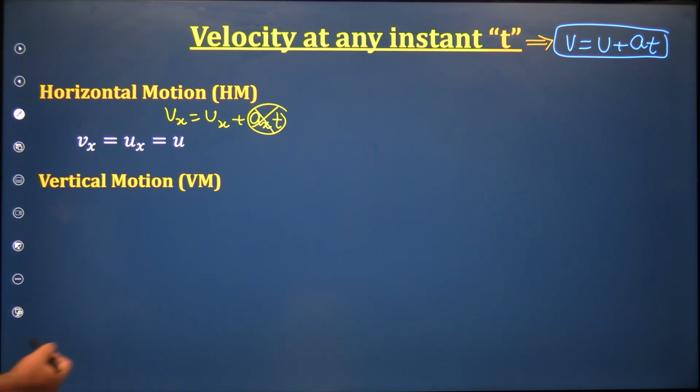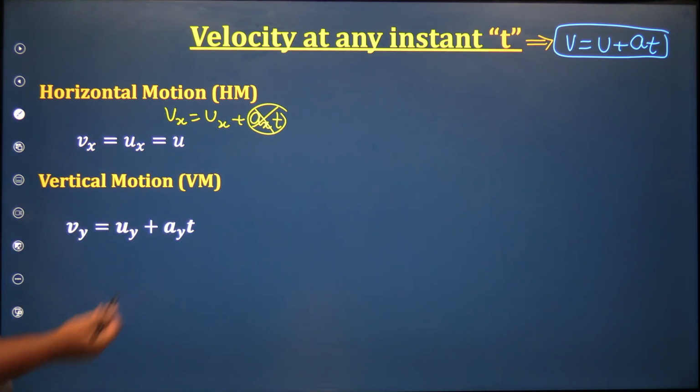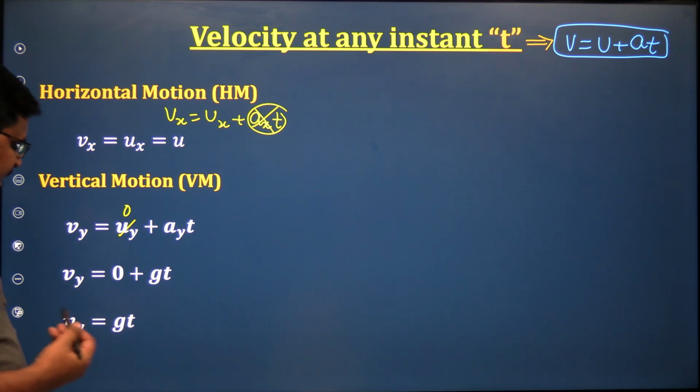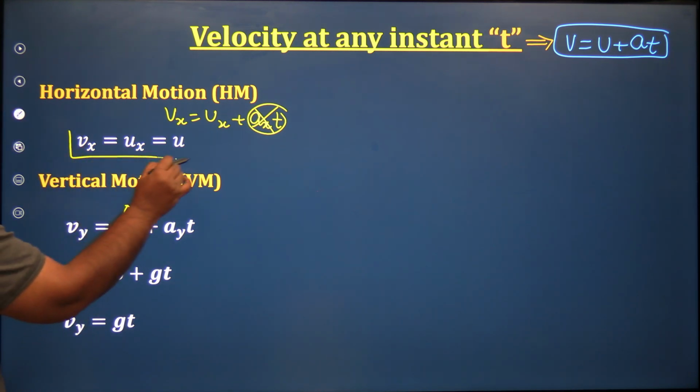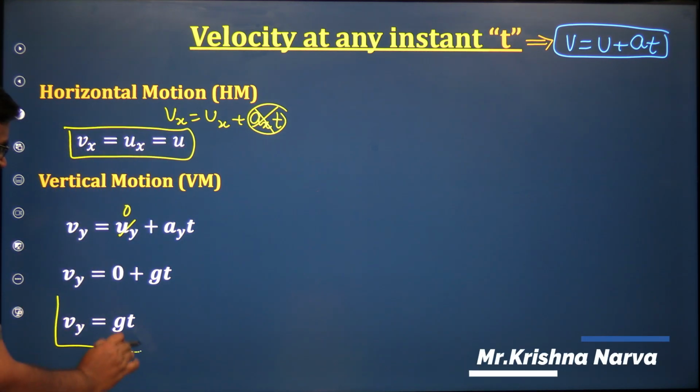Now coming to the vertical, vy is equal to uy plus ayt. Here uy is 0. As uy is 0, I will get vy equal to gt. So finally, the expression for velocity along the x-axis is u, and velocity along the y-axis is gt.